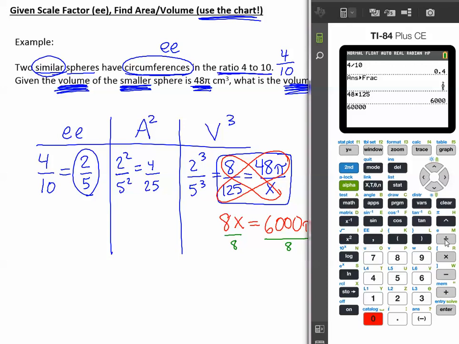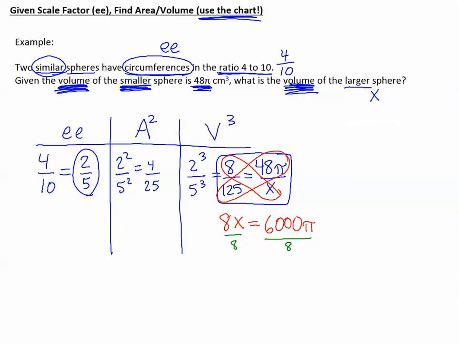Back to my calculator, I'm going to do just the 6,000 divided by 8 part. You know what? I already have 6,000 as the previous answer. I'm just going to type divided by 8. And I get 750. So I know that x equals 750, but of course I didn't type pi, so I still write pi. That means the volume of the larger sphere is 750 pi centimeters cubed. Remember, they're asking for volume, and volume is cubic units.